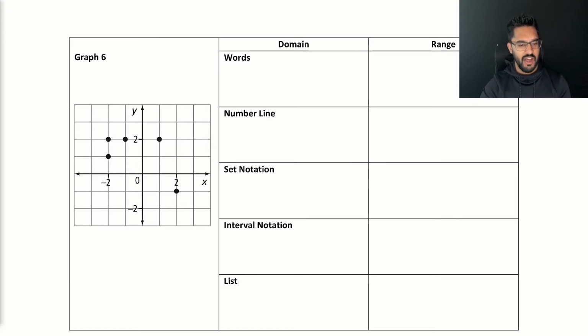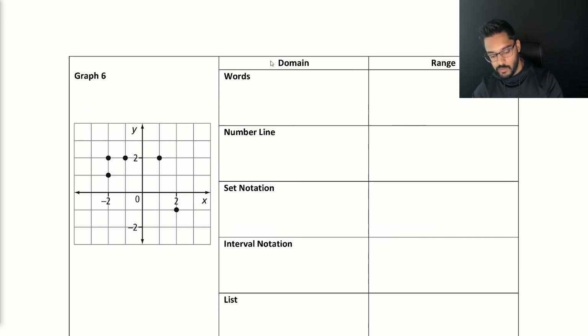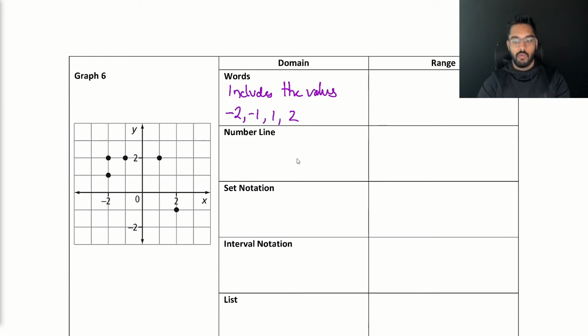What about if it's a bunch of dots? What happens if it's just a discrete bunch of numbers like this? If we do domain, this includes all of the values for x that you could be. So all of the x values are -2, -1, 1, and 2. Those are the only possibilities for the domain. Those are the only x values.